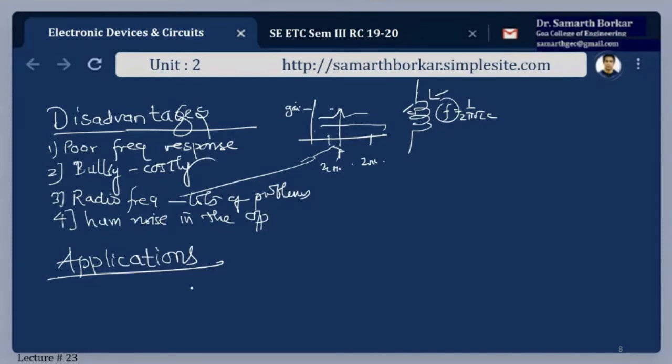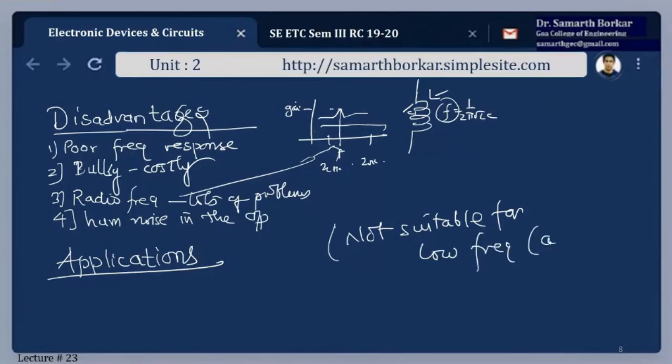First, we have discussed the drawbacks, the disadvantages. Due to these disadvantages, transformer coupled amplifiers are not used for amplifying low frequency, that is, not suitable for audio frequency. However, they are very much used for radio frequency, about 20 kilohertz, wherein we require the gain at one particular frequency.